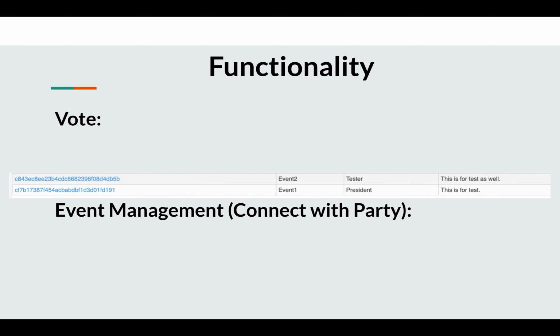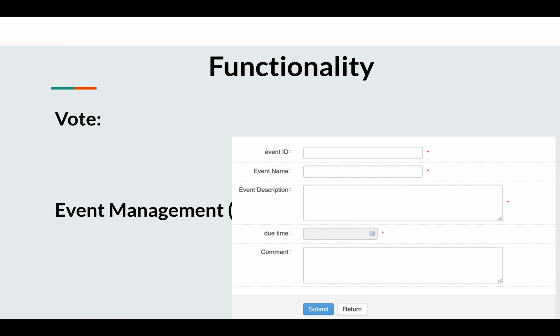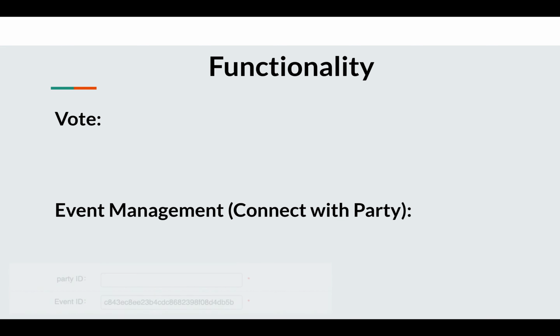When we implement event management, we add one more function to connect the events with party. This is basic events management function. And this shows the connections, the relationship between event and party. This form is to let the managers add a new event, and there are several essential messages, including event ID, name, description, and due time. This form is to add a new relationship between event and party.